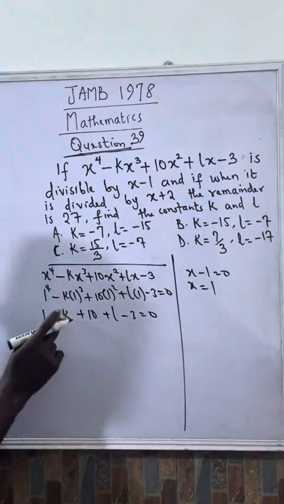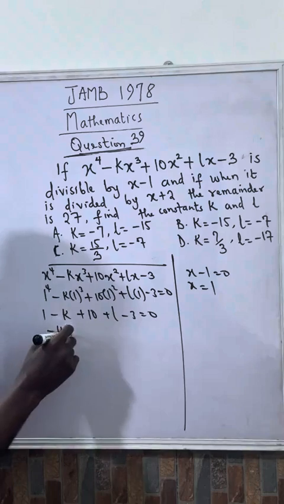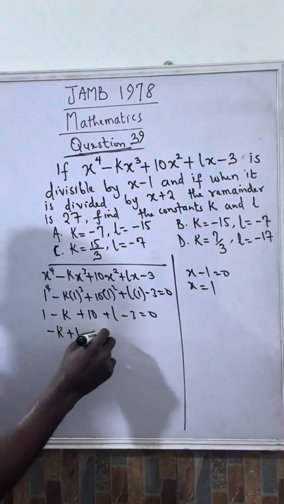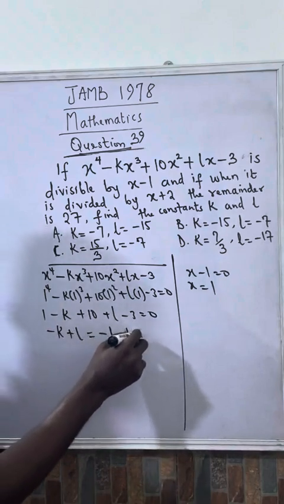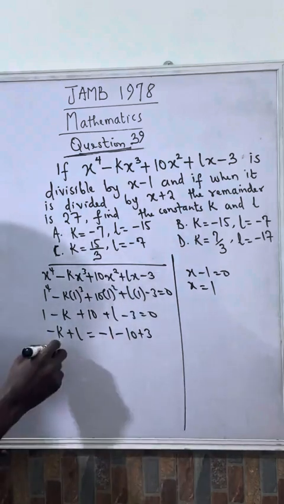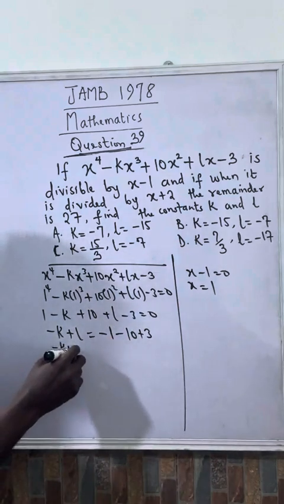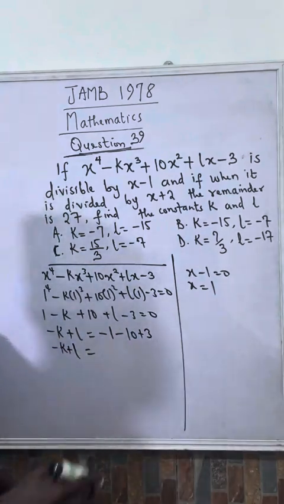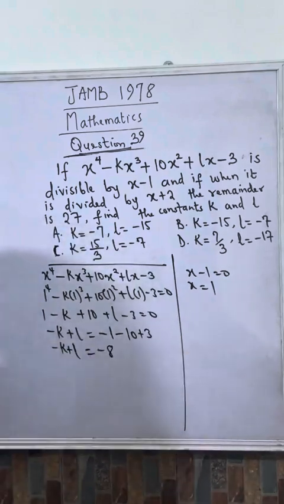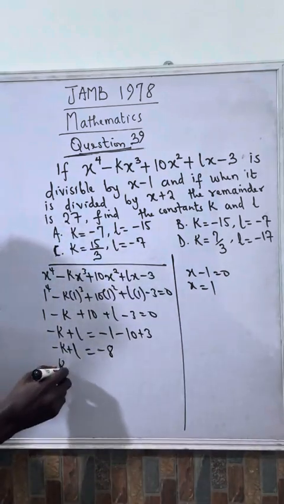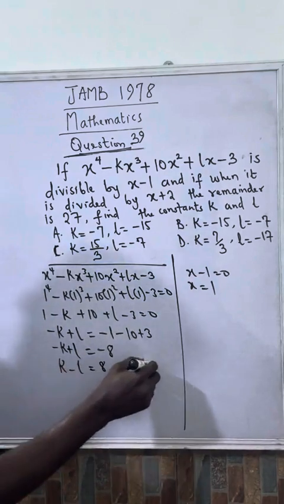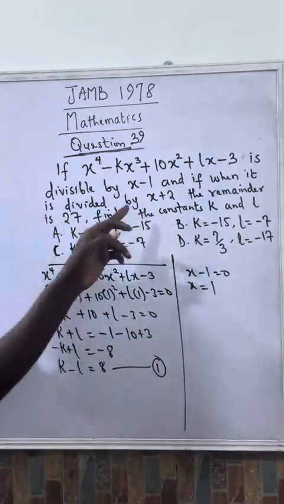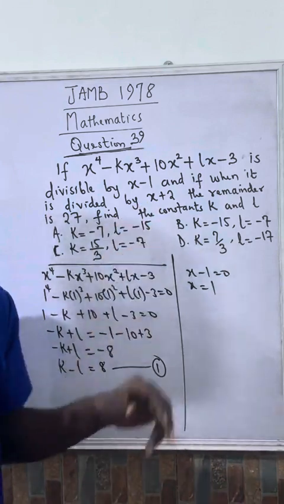If I rearrange, I will have negative k plus l equal to, if you bring this to the other side, negative 1, negative 10 plus 3. So this will be negative k plus l equal to negative 11 plus 3, that's negative 8. If you multiply through by negative, you have k minus l equal to 8. Let's call this equation 1. That's the first equation.